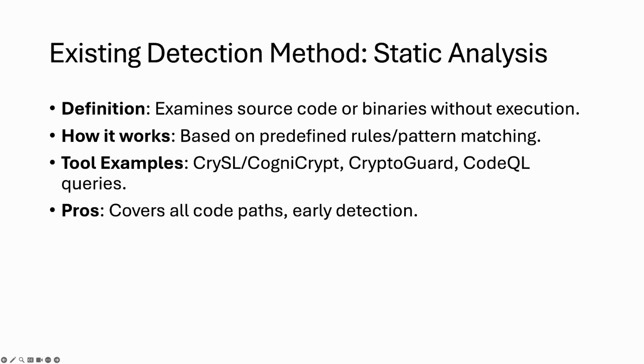So, how do we typically find these problems today? One common way is static analysis. These tools examine your source code or compiled files directly without running the program. They look for patterns matching predefined rules that suggest potential misuse, like calling a specific risky function or using a known byte value. Think of tools like CryptoGuard or CodeQL queries.